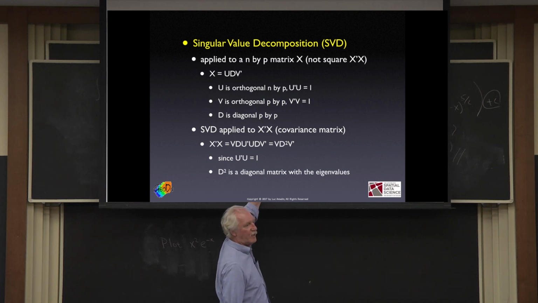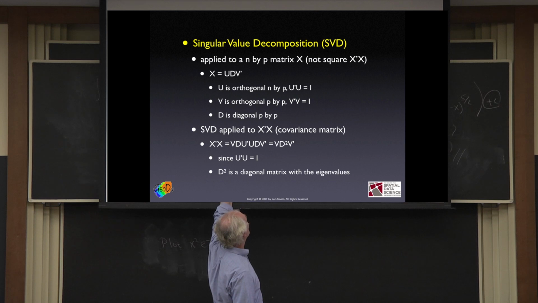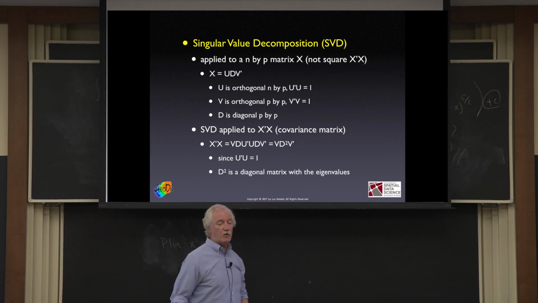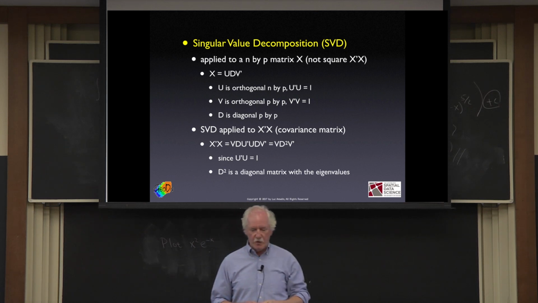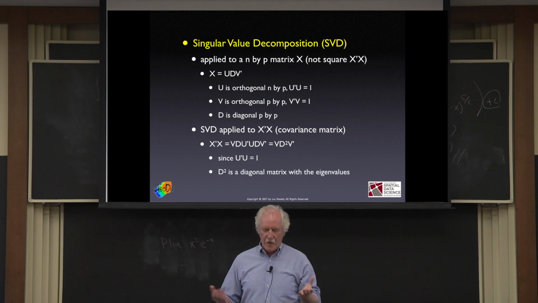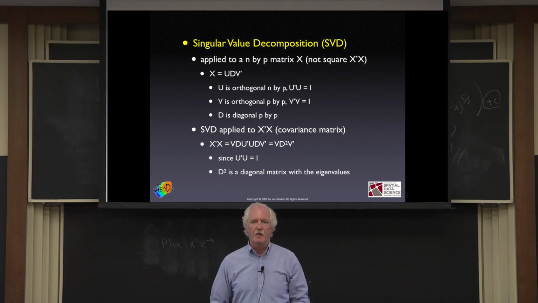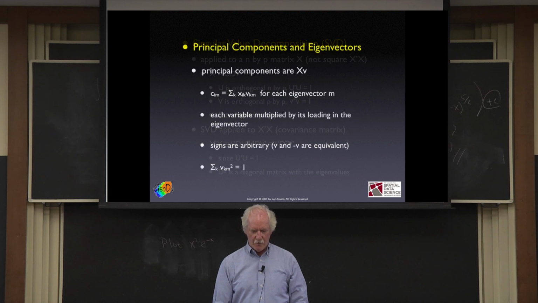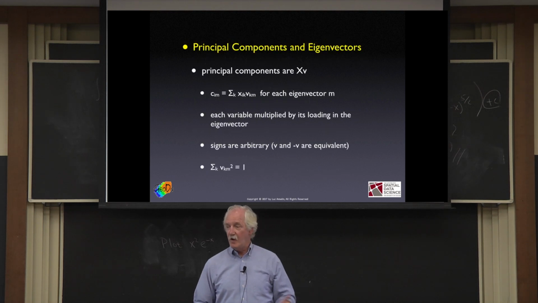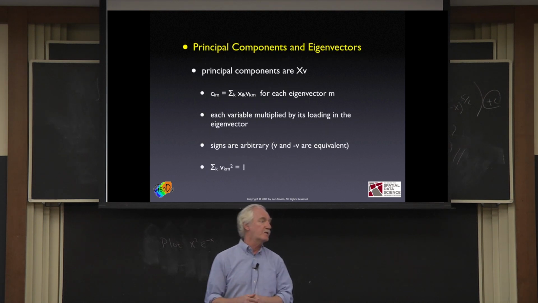You recognize the V. This is the same eigenvector. Now we have D squared, so the eigenvalues are the square of the diagonal singular values. So that's the relation between the two. But other than that, everything is the same. So that's the mathematical background. That's how you get the solution, right? Believe me, it works. So once you have them, you can construct these things.